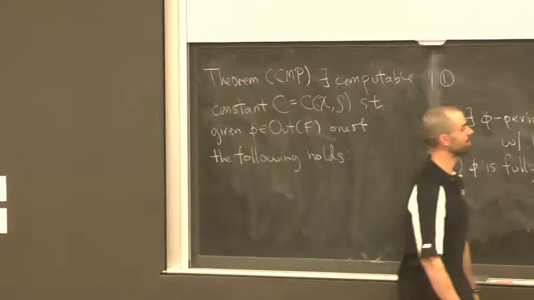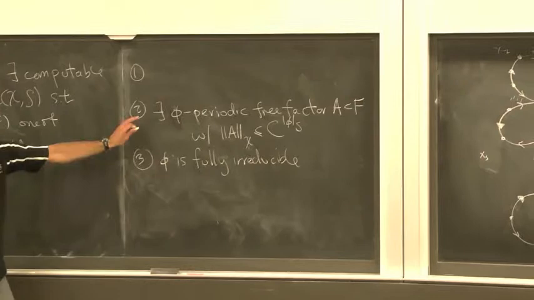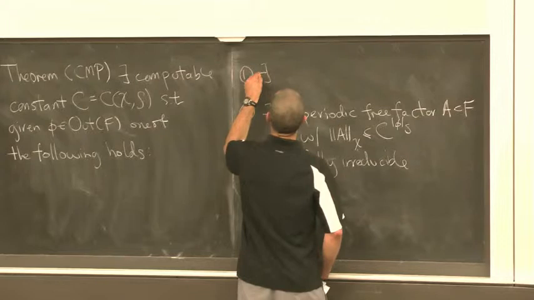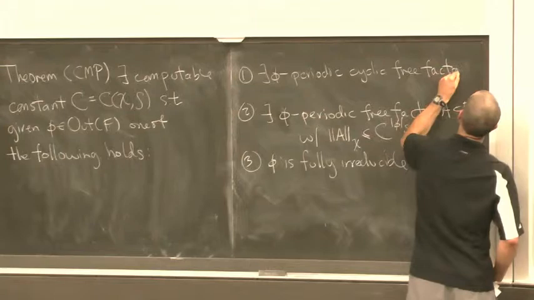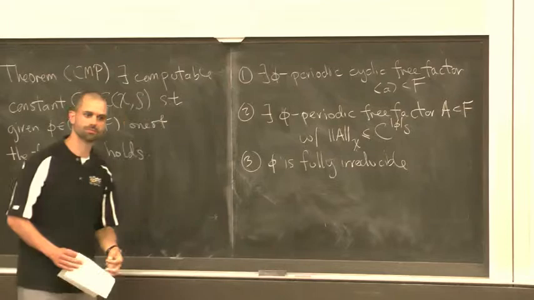And there's something that goes wrong with our argument here when we look at cyclic free factors. And so the first possibility that could happen is that there is a phi invariant or phi periodic cyclic free factor, possibly of enormous volume. But this is what we prove.